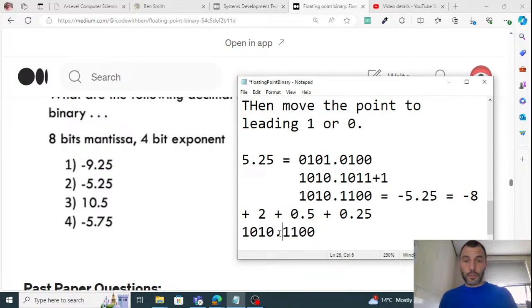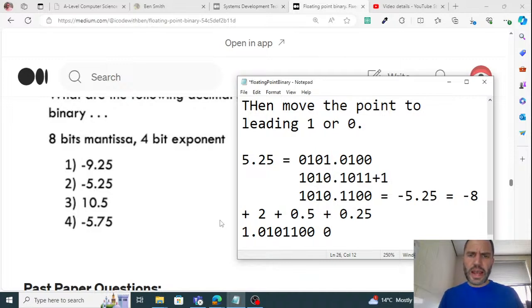So we now need to put this in normalised form. We're going to need to move the point all the way over to here, making sure we've always got a leading 1. So we're going to go 1, 2, 3. We moved it 3 to the left, so we're going to need to move it positive 3 to the right. So the exponent is going to be 3.